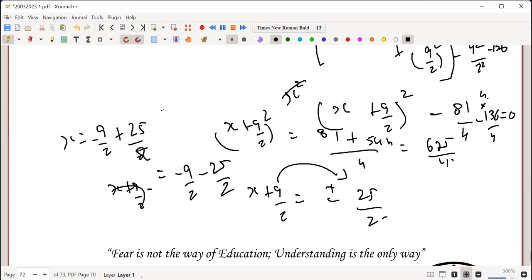So 16 by 2. This one is minus 34 divided by 2, minus 17.